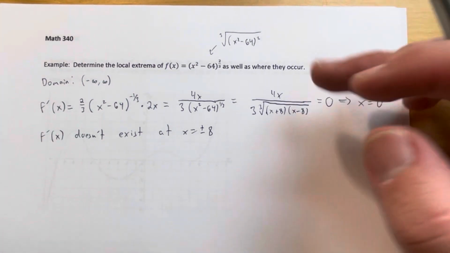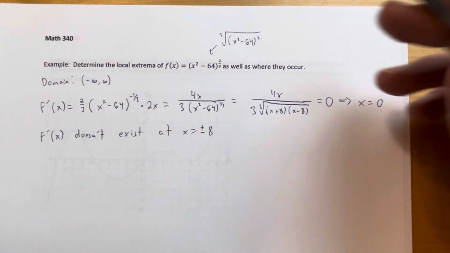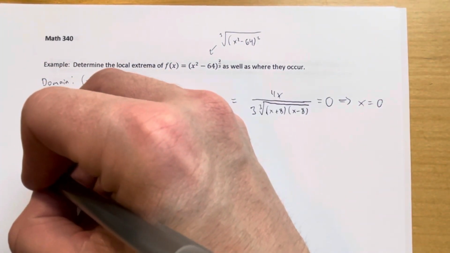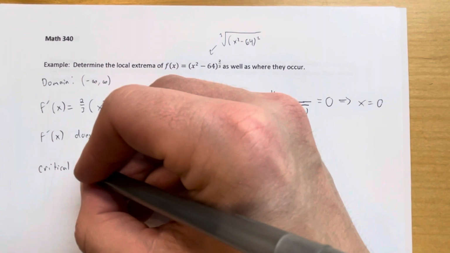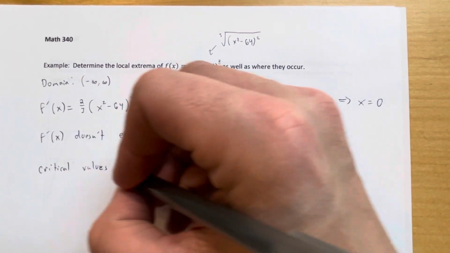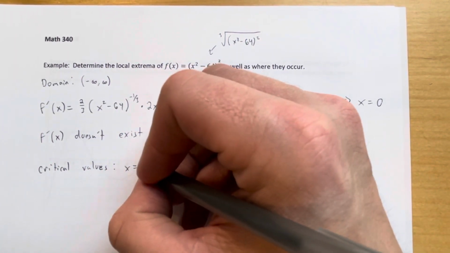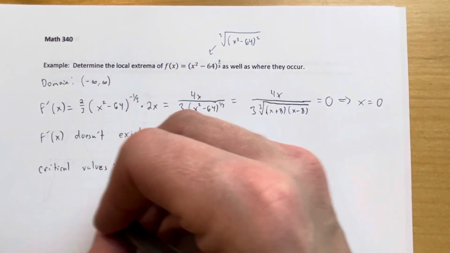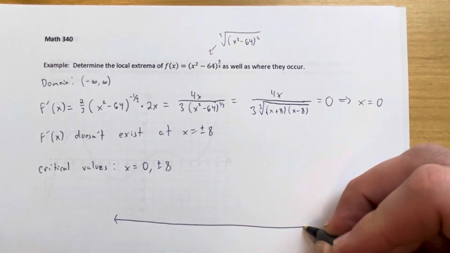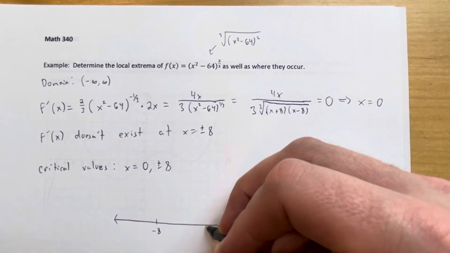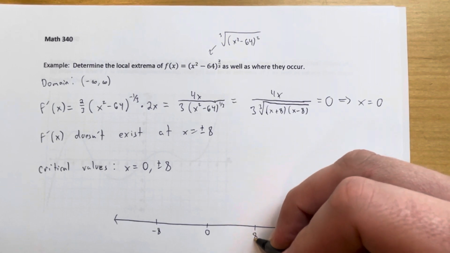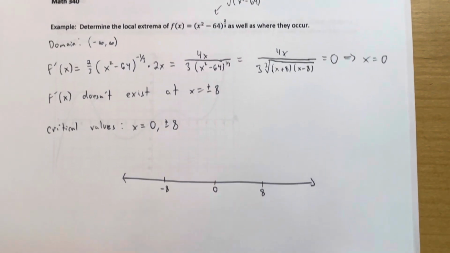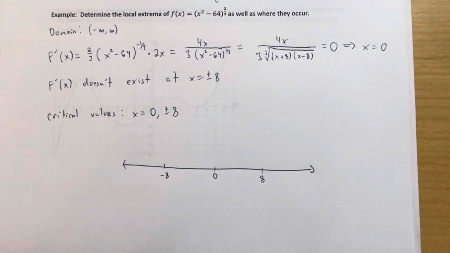So now we have those other types of critical values that we said could occur. So here are my critical values: x equals 0 or plus or minus 8. So I need to put all three of those on a sign chart. Negative 8, 0, 8. They have to be in order from smallest to biggest, right? Let's see what happens with our derivative when I plug different test points in. I have 4 subintervals to worry about now.